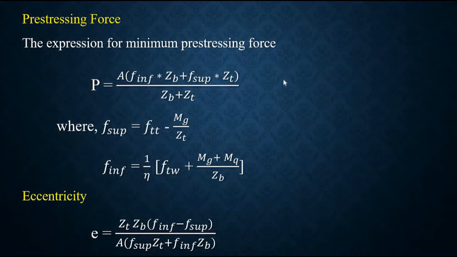These are the formulas we will be using while doing the design. So for a minimum prestressing force, this is the formula. It consists of F inferior as well as F superior, where F superior is equal to this much and F inferior is equal to this much. And also the formula for eccentricity is this one. So these are the formulas we should be thorough with for the design.